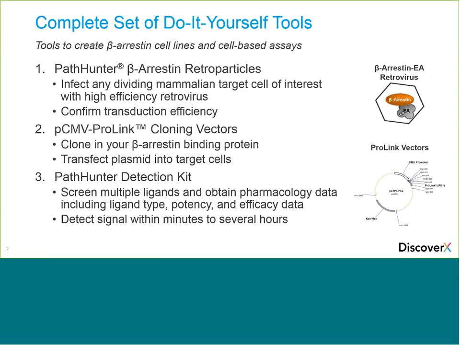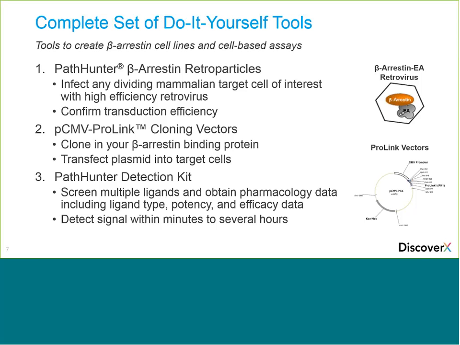Before the second step, you need to select your PK vector, for instance, PK1, and subclone in your GPCR, just using standard cloning methods. So the second step, you transfect your arrestin EA cells with your plasmid and select for stable GPCR expression. And then finally, you perform the GPCR beta-arrestin recruitment assay with your ligands of interest and obtain your dose-response curves and pharmacological profiles, et cetera, EC50s and signal to background data.